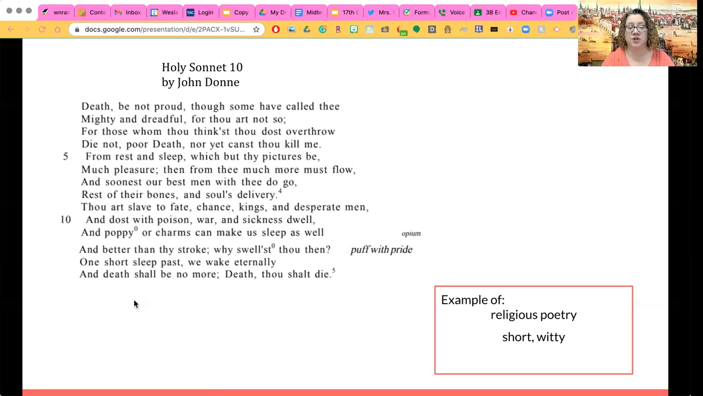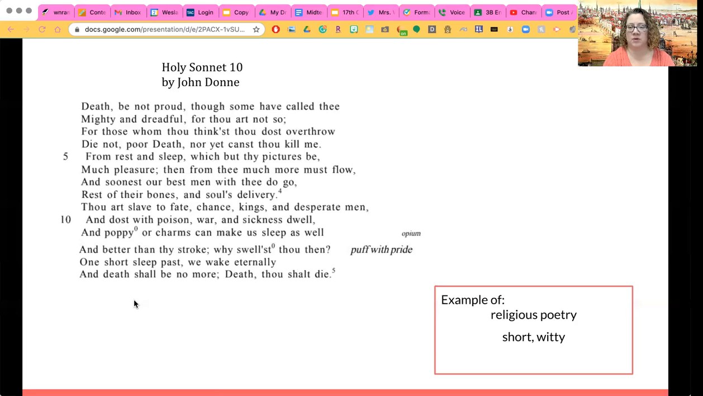Death, thou shalt die. So the way that death can be killed is through the belief in eternal life. So it's kind of like a little twist, a witty twist on the idea that death is the end. And so he's kind of putting death down and saying, you have to go wherever, there's war and sickness and fate and desperate men and kings. You have to go to all those places and do their bidding.